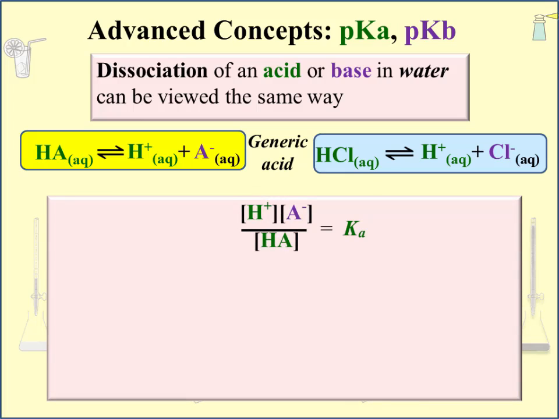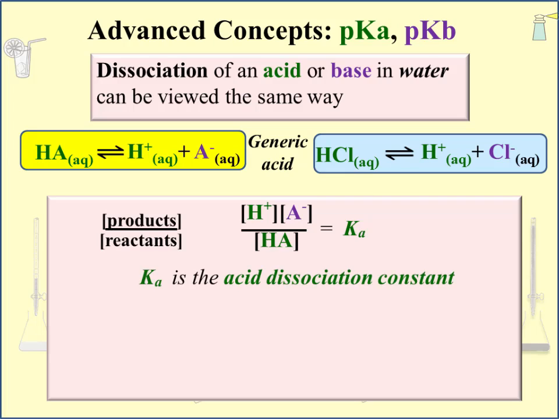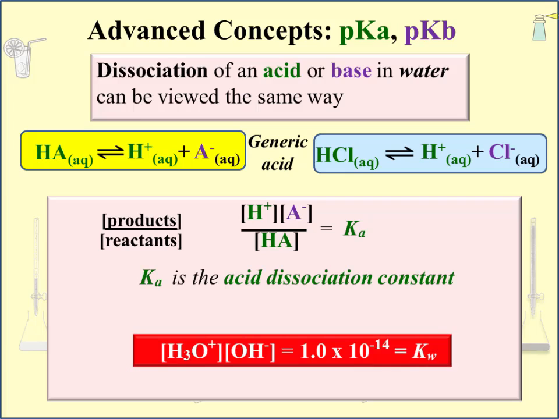Under equilibrium conditions, the ratio of the concentration of products over the concentration of the reactant is a constant. For an acid, that constant is called Ka, the acid dissociation constant. This type of ratio is similar to the product of hydronium and hydroxide concentration found with the auto-dissociation of water. It too has a constant, Kw.